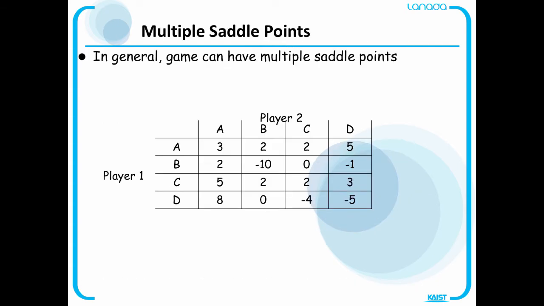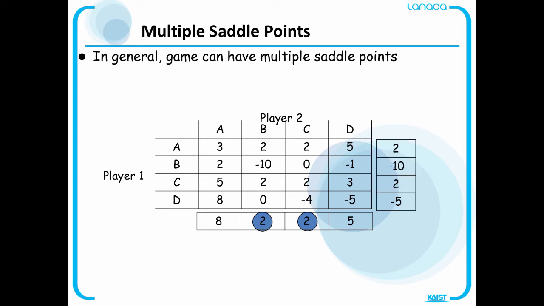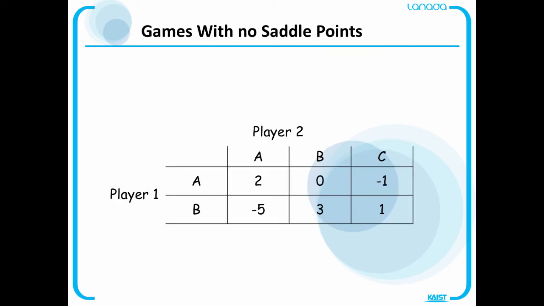Okay. There are many cases where we have multiple saddle points. So here if you compute the maximum first, and then compute the minimum, we have 2 points. And also here, first compute the minimum, and if we choose the maximum value, that also gives two points. So we have 4 saddle points. That's possible. So we have 4 kind of solutions in this game if we apply the saddle point concept. Okay, are there any games with no saddle points?